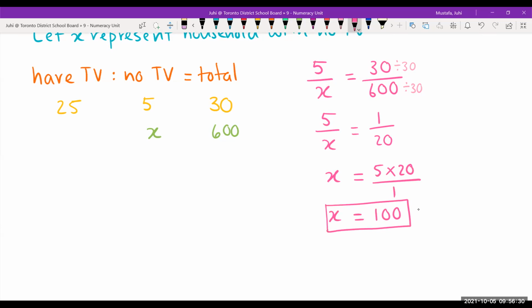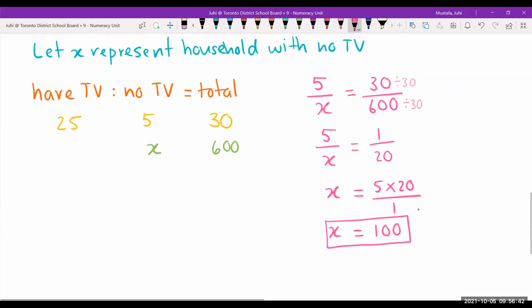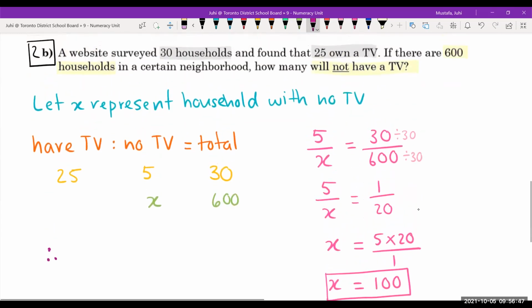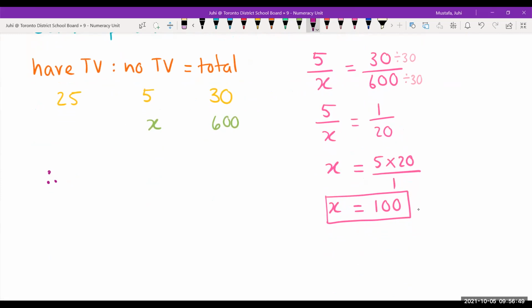So what have we just found? What does this number represent? Ari? Yep. So if you survey 600 people, that means 100 of them will not have a TV. You don't need to write a full essay for your therefore statement. All I'm going to write is therefore. I'm going to look at the question. It says how many households will not have a TV? 100 households will not have a TV.